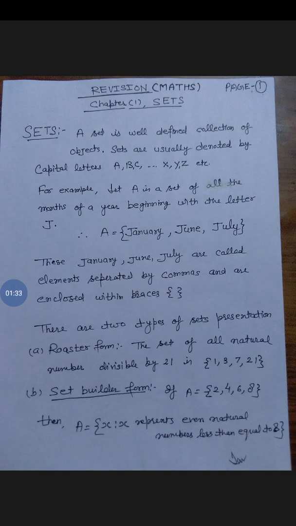Now next, there are two types of set representation. The first is roster form. In the roster form, suppose you are writing the set of all natural numbers which are divisible by 21. So you can write 1, 3, 7, and 21. These four elements are all divisors of 21.